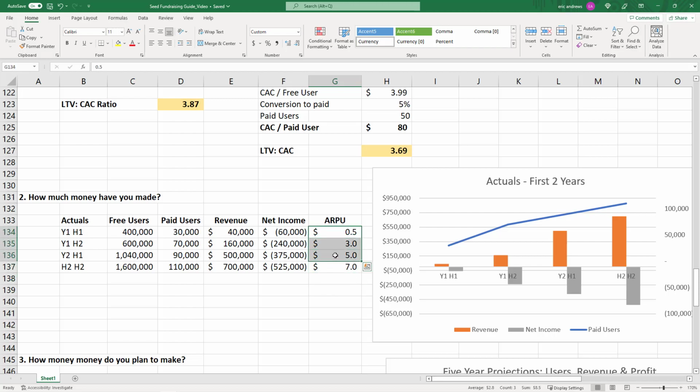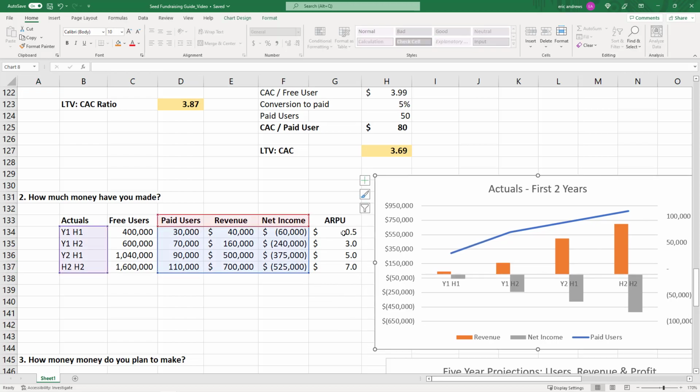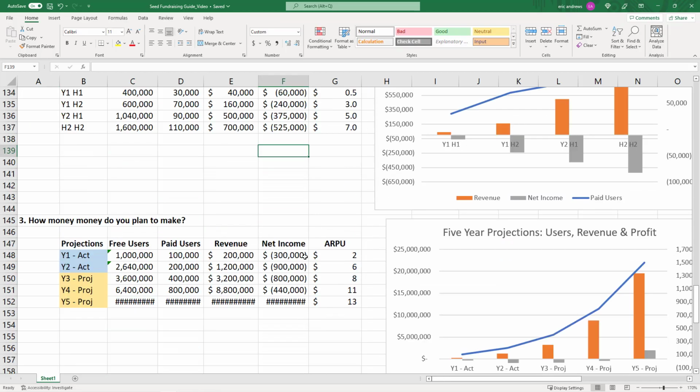$7 is not very much in terms of average revenue per user. I think Facebook and Twitter is north of 100. Obviously, they're monetizing users very well, but just as a reference point. So you could use that as an argument that you can monetize your business much more.